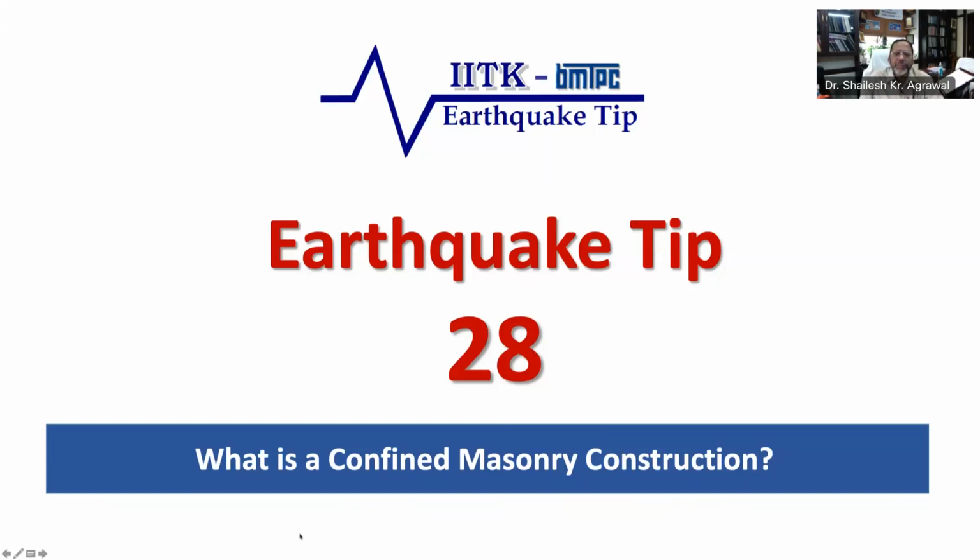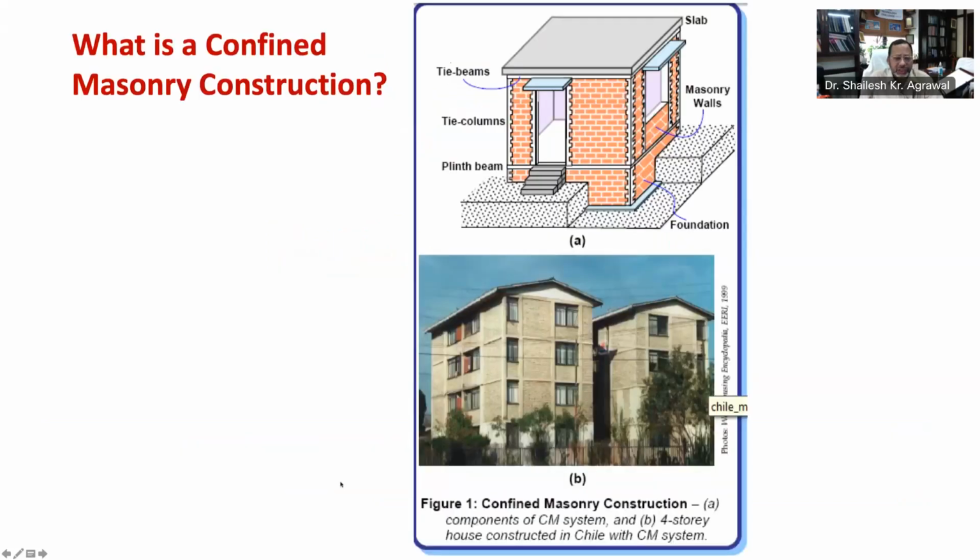This earthquake tip number 28 will explain to you what is confined masonry construction. Most of the construction in our country is unreinforced masonry, and it has been learned during past earthquakes that these buildings perform poorly, causing loss of lives and property. Therefore, a new construction system, that is confined masonry, has evolved.